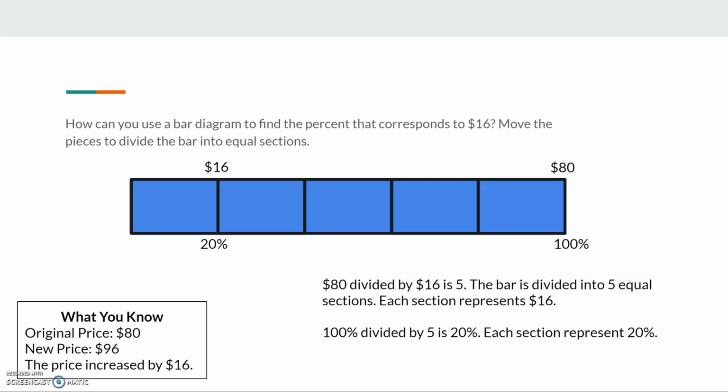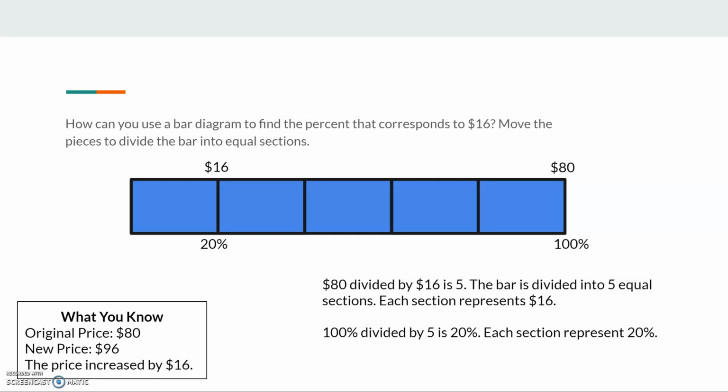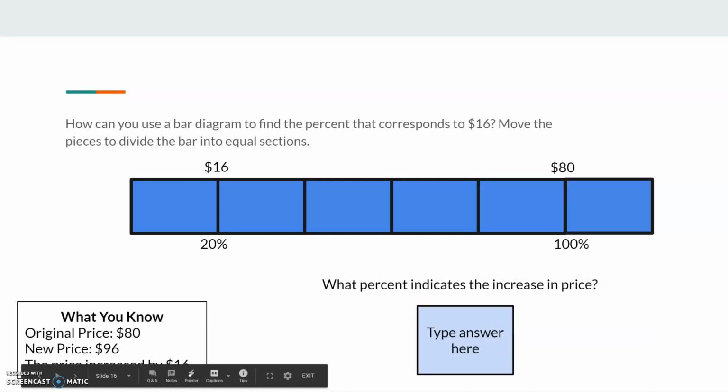Well, how did I figure out that 20? 80 divided by 16 is 5. The bar is divided into 1, 2, 3, 4, 5 equal sections. Each section represents $16. 100% divided by 5 is 20%. Each section represents 20%. So we know that it represents 20%.